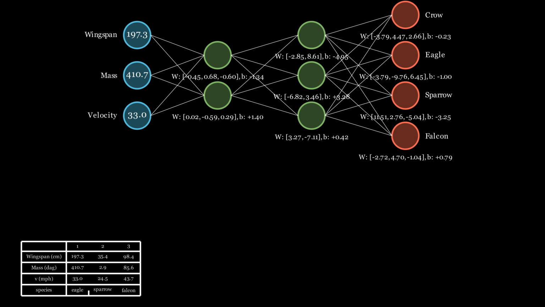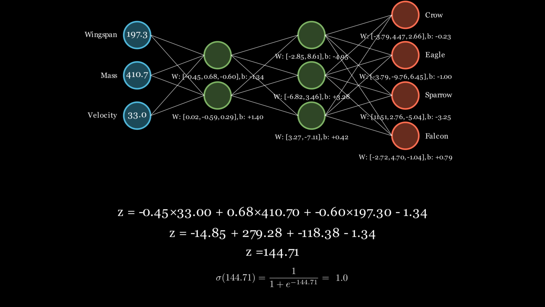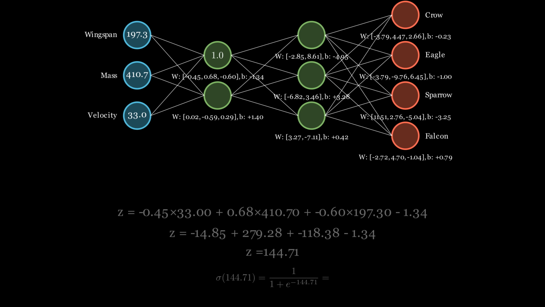But for now, let's look at the data. We can see that we are provided a wingspan, mass, and average flight velocity, as well as the correct class. To see if the model's prediction was correct, let's plug in the values from the first row. Looking at the first neuron of the hidden layer, take the dot product, add a bias, pass that through our sigmoid function, and that is the output of the first neuron.